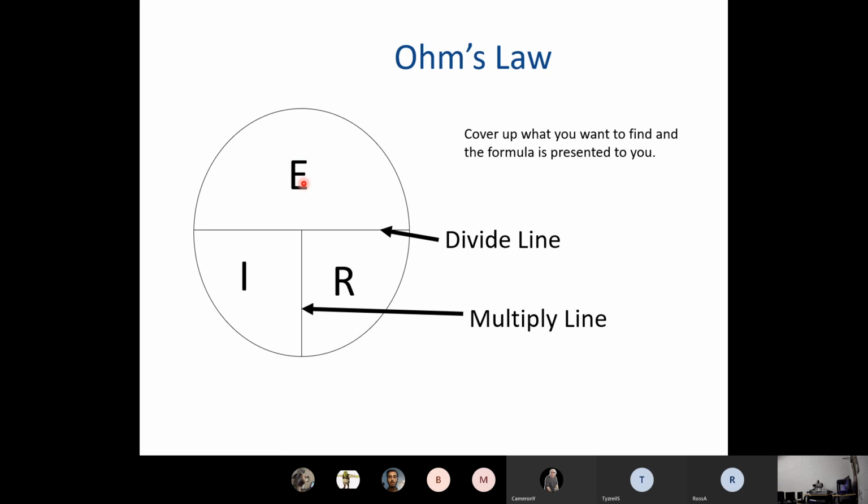If you're looking to solve for amperage, and you cover up the I, you have E over R, which is voltage over resistance. And that's how you would be able to solve for amperage. If you were trying to solve for R, you would have voltage over amperage. That's why this symbol is easier to remember than those three equations, because you can find your equation just by covering up the letter that you're trying to solve for.